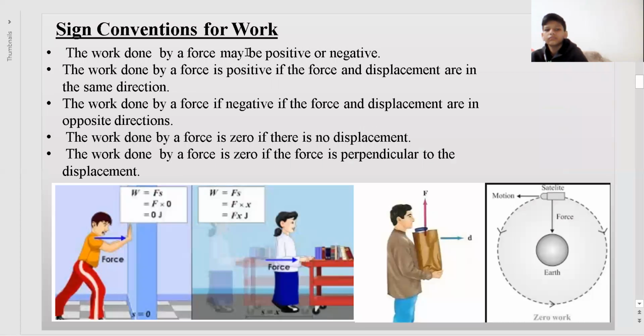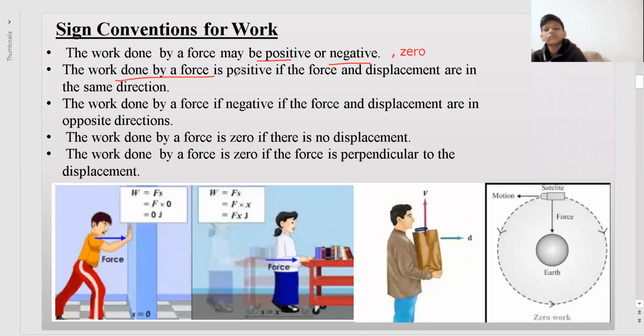Sign convention for work done. Sometimes the work done can be positive, it can be negative, and it can also be 0. We will discuss each case, for positive, negative, and 0 work done. Now, when is it said that work done is positive?